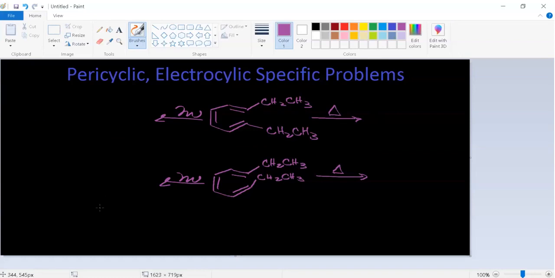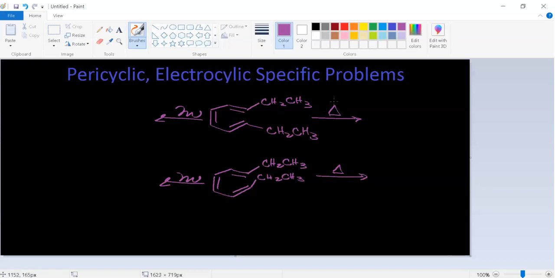Okay, so I've gone ahead and drawn what really looks like actually 4 problems here. We can kind of see that, well, when we get to them, we'll see that really thermal conditions are just going to give you the opposite of the photochemical, and that works for most electrocyclic problems. So let's go into this one.